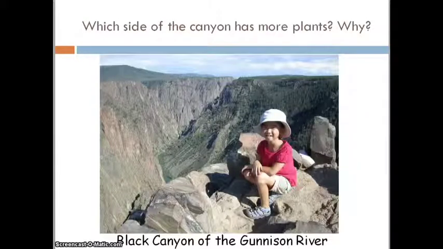This picture shows one side of the canyon that is much browner than the other side, which is much greener. The question is which side of the canyon has more plants and why. As you can see, this one has more plants and this one has less, and it's up to you to tell me why. So think about this and then tell me why. Just a hint: it's about airflow.